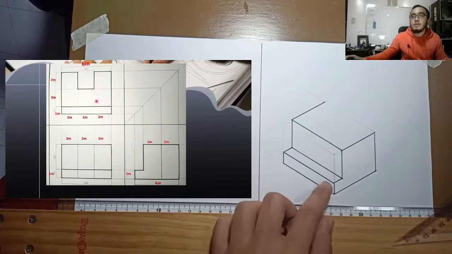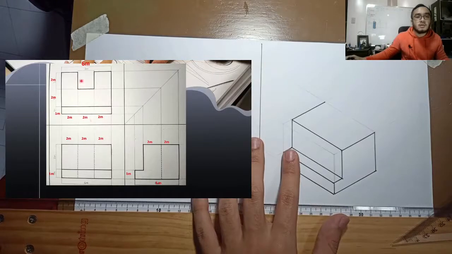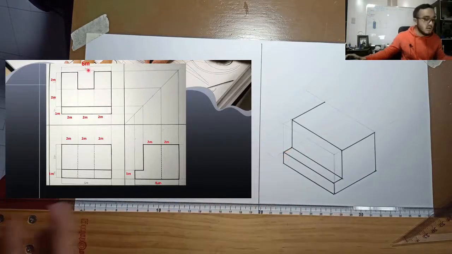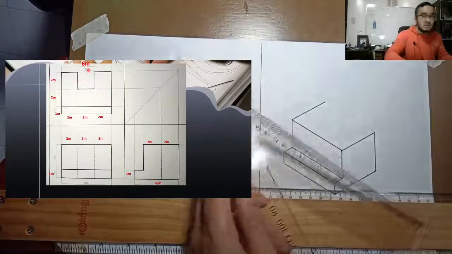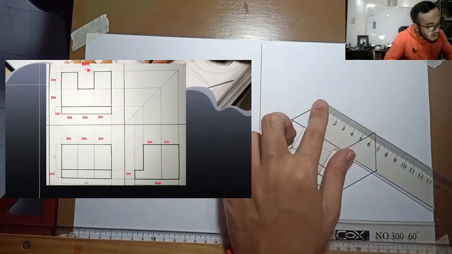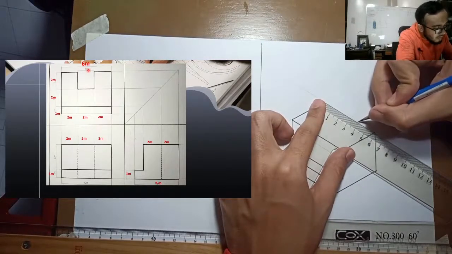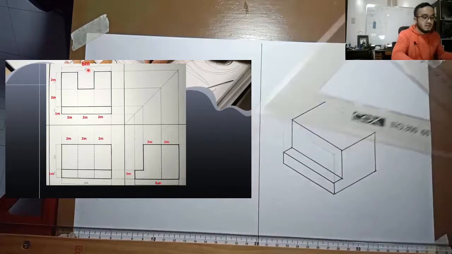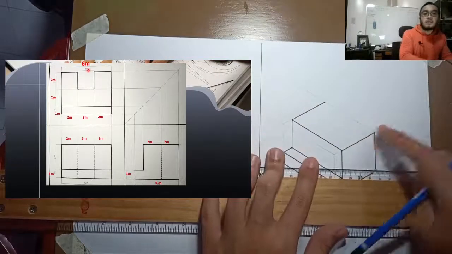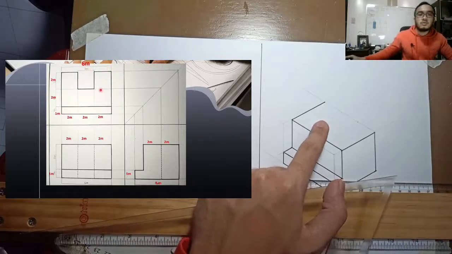So, how can we plot this? Sinabi dito sa top view, 2 meters, 2 meters, 2 meters, and yung butas mo is also 2 meters. So, from that, using this line right here in the back, magdodraw tayo ng 2 centimeters. So, that would be 2, 4, and 6. Nilocate na natin yung butas. So, nandun. Eh, paano natin i-draw yung butas?